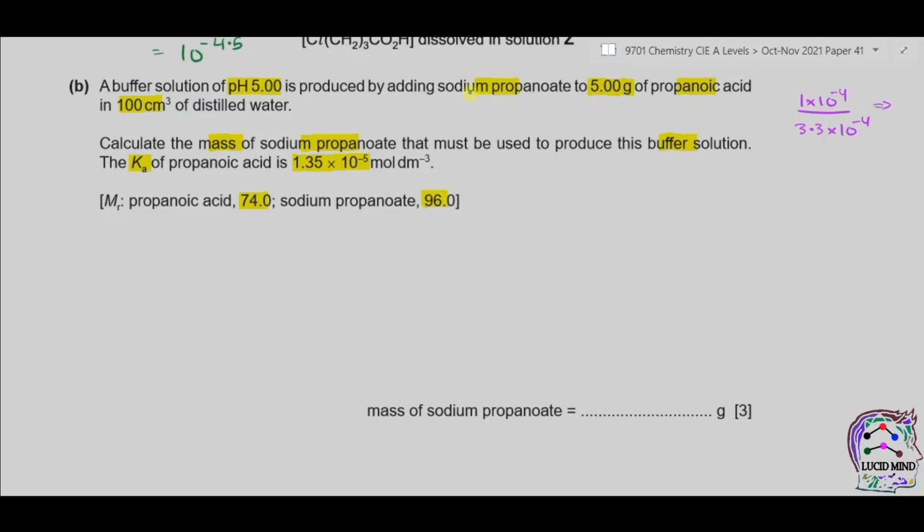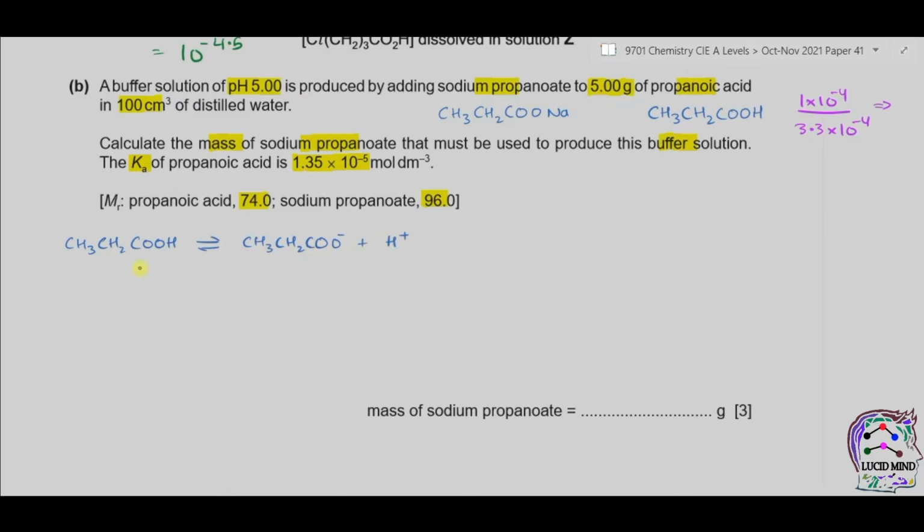We have two things. One is sodium propanoate, which is CH3CH2COONa. This is a salt. And the second thing is propanoic acid, which is CH3CH2COOH. Both combine together to form a buffer solution of pH 5. Let's first write the equation for the dissociation of propanoic acid. We have CH3CH2COOH. It dissociates to form CH3CH2COO⁻ and H⁺.